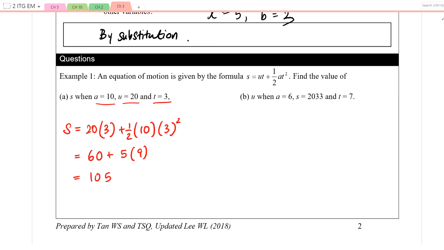So you can take some time to try part B yourself. Give yourself 1 minute, should be sufficient. Pause the video, try it yourself, then move on to example 2.